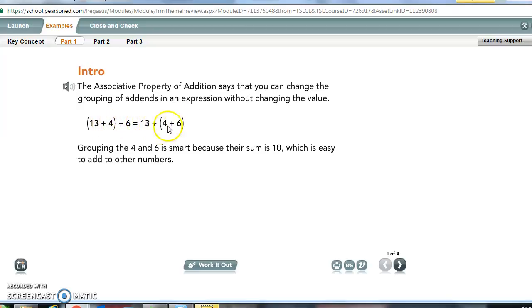Again, 13, 4, and 6, but they did the parentheses, which will make the person go first while solving this. Well, 4 plus 6 is 10, 10 plus 13 is 23. Where if you go over here, 13 plus 4 is 17, and a lot of us, it'll take us a minute to add 17 plus 6. So regrouping the 4 and the 6 is smart because it helps us add the numbers easier.